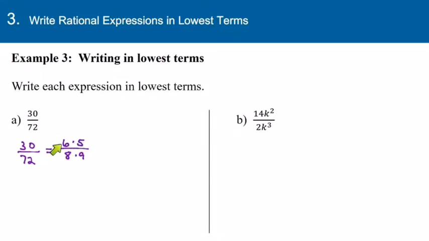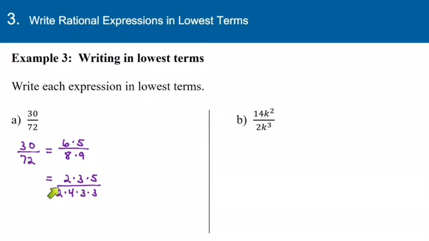6 can be broken down into 3 times 2. So 6 times 5 now becomes 2 times 3 times 5. You see how 2 times 3 is 6, so 2 times 3 times 5 is the same value as 6 times 5, and that's just 30. So I haven't changed the top. I've just changed the way it looks. In the denominator, we have 8 times 9. So let's break the 8 down into 4 times 2, and let's break the 9 down into 3 times 3.